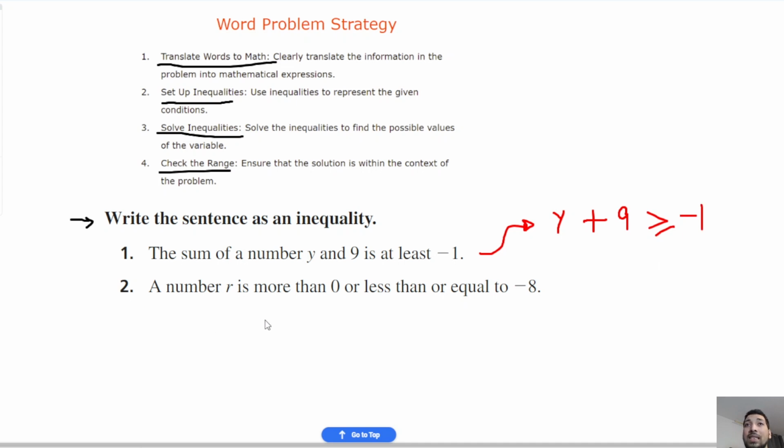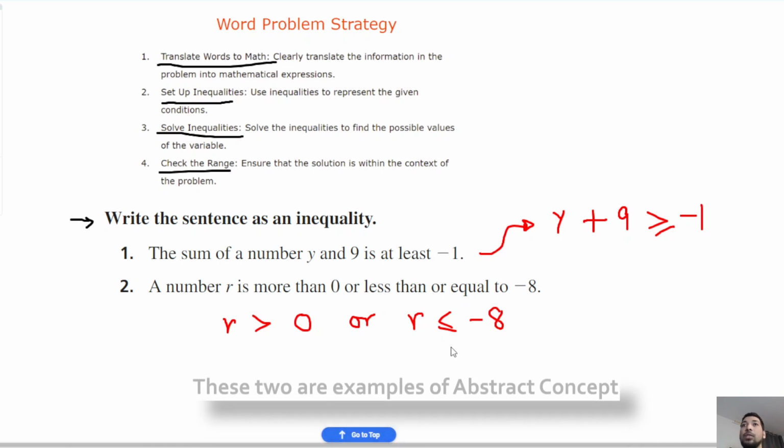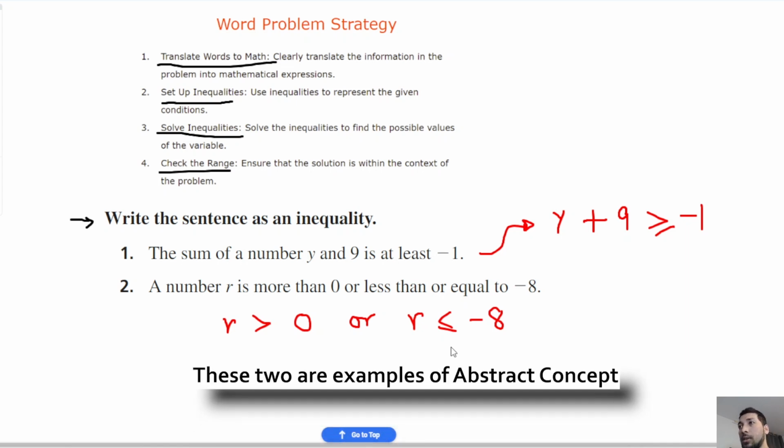Number 2 is saying a number r is more than 0 or less than or equal to -8. "More than" means greater than 0. Now we need to show the subject, which is r. So r greater than 0 or r less than or equal to -8. This is how we translate this sentence into inequality expressions.